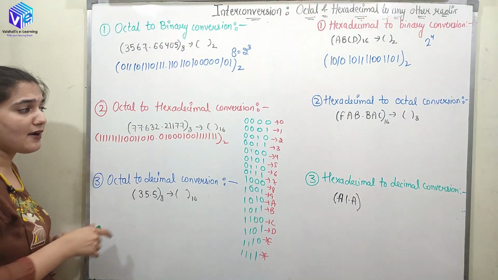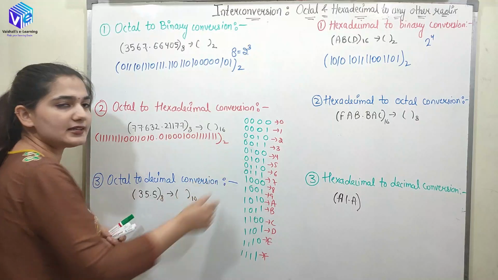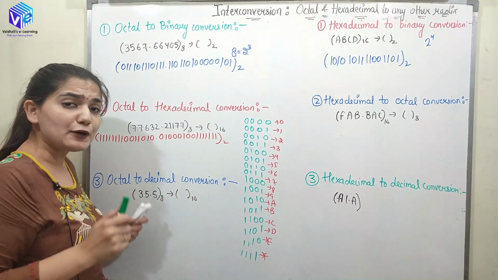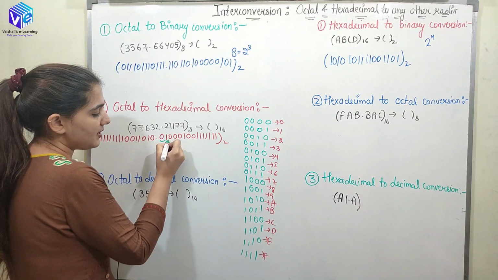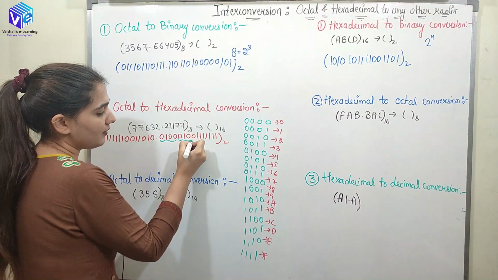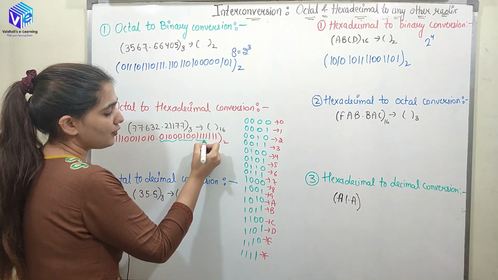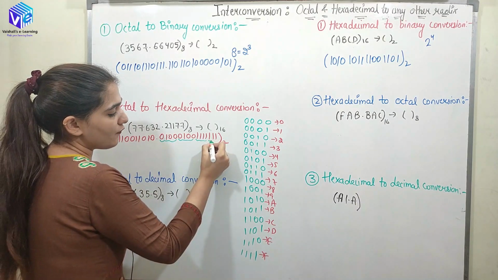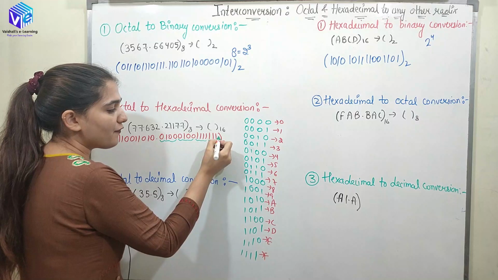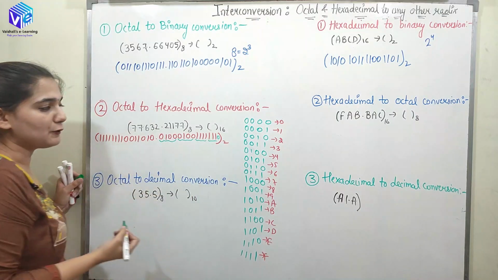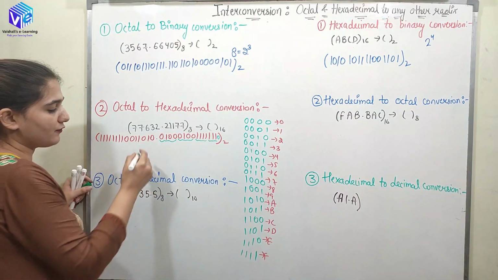Now when I have to convert from binary to hexadecimal, I have to make groupings of 4. I will start from the decimal point and make a grouping of 4, again a grouping of 4, and again a grouping of 4. Where I don't have a full grouping of 4, I will add a suffix of 0. This is how I made all of the groupings.